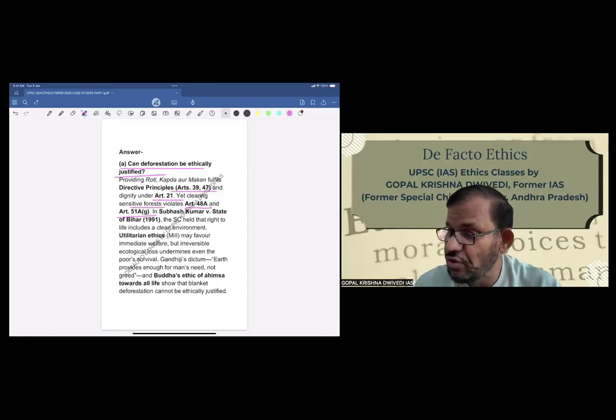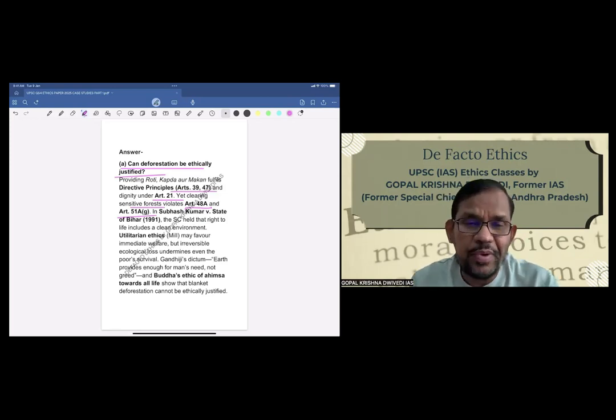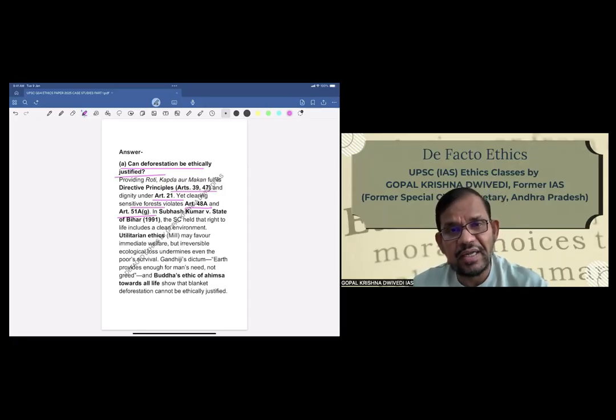Again, we are now quoting a Supreme Court case also. In the beginning itself, I told you, whenever legal issues or constitutional morality come up, Supreme Court cases have to be quoted, because the Supreme Court has come up with its own judgments pertaining to various articles of the Constitution and various statutes also. So in Subhash Kumar versus State of Bihar, the SC held that the right to life includes a clean environment also.